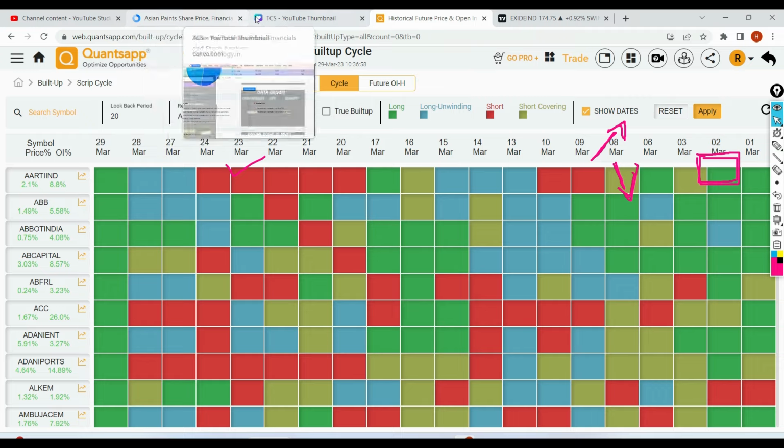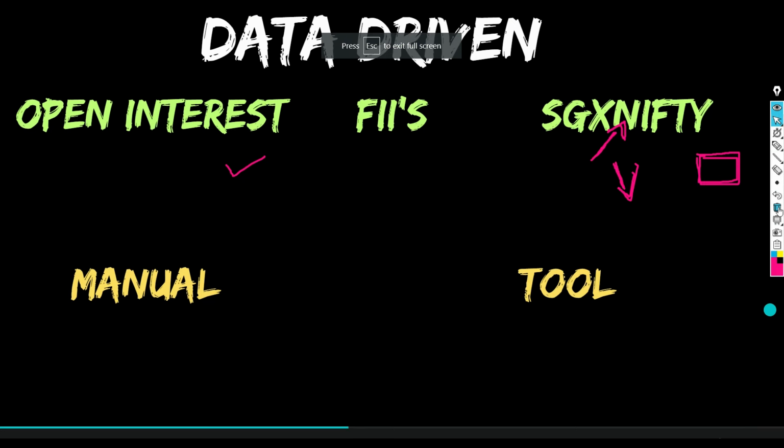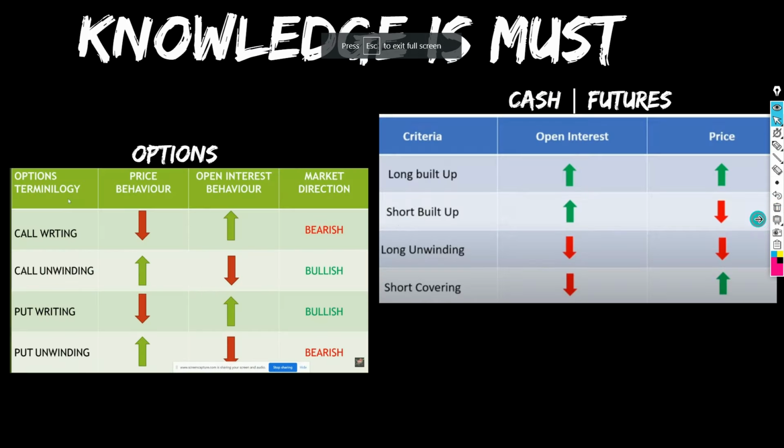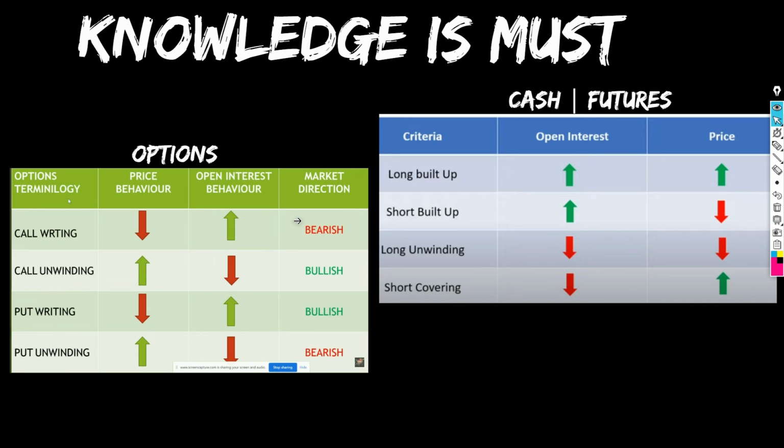Let me take you to this presentation one more time. So what did we discuss? Guys, this is very important. Pause the video and read it yourself, because whatever we have discussed is in this slide. This is from the options perspective, and this is from the cash and futures perspective. This is what we have discussed.